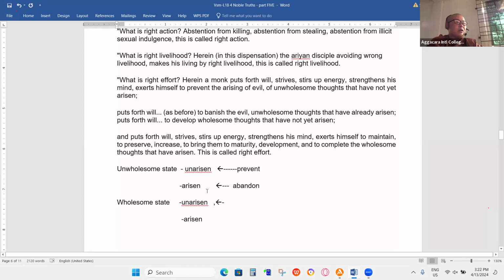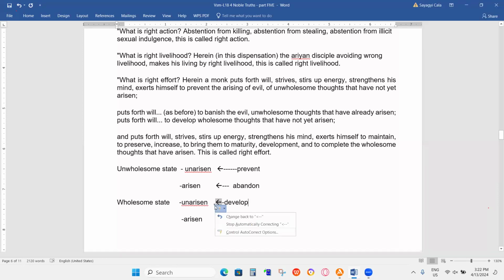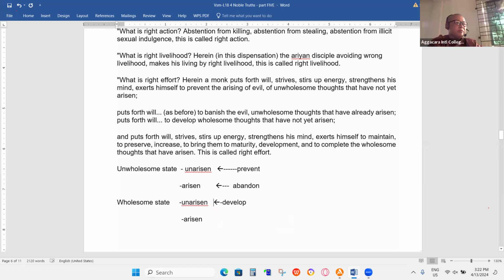Okay, you have to increase, you have to strive. Increase, strive, or develop, maintain. So we just use the word develop. And then for the first horizon, you have to maintain, or they use the word maturity, develop, complete. So maybe instead of undeveloped, make it cultivate. Cultivate to completion. All right, so that's the idea for the wholesome and unwholesome states, or for the right effort.